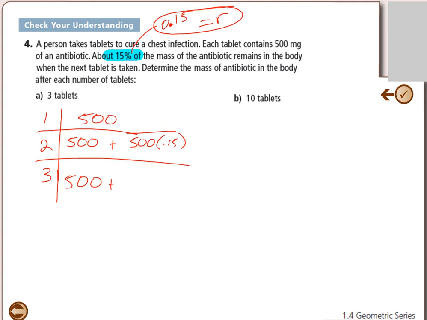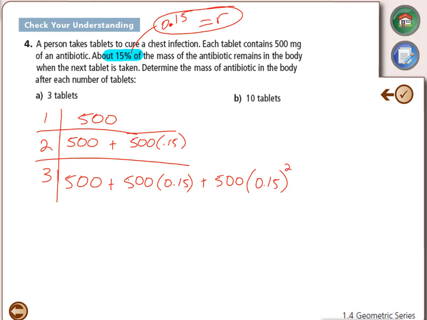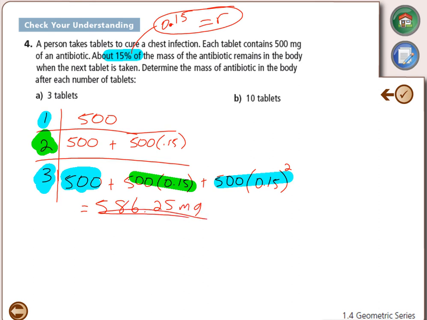But you've got 15% of the second tablet that you took. And then you've got 15% of the 15% of the first tablet. Woo! The heck did I just say? We need some color coordinating going on there. Third tablet, second tablet, first tablet. That's how much of each tablet is still in your body. Punching that through, that's going to give you 586.25 milligrams right there.